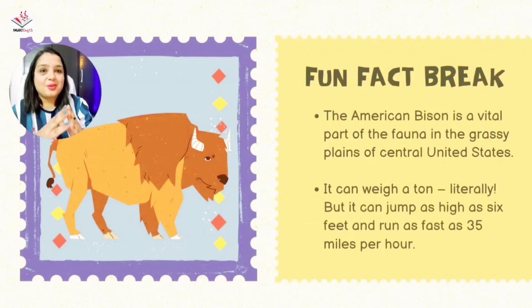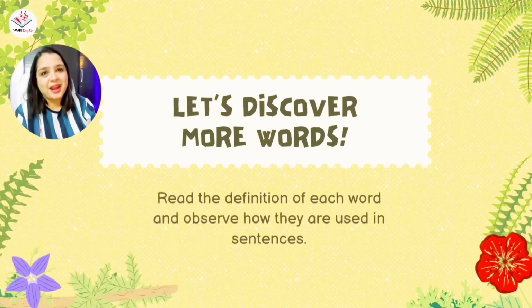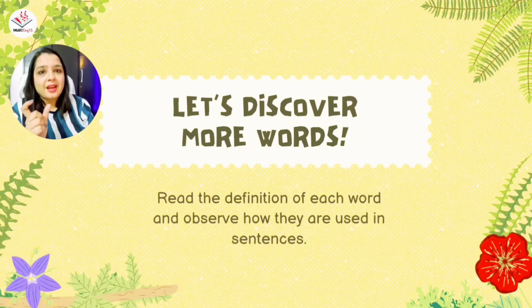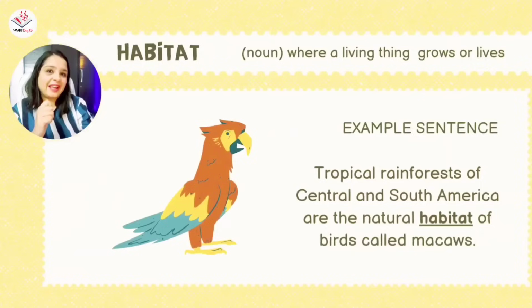So can you see the agility and the power of this animal? Amazing. Nature always surprises us with something beautiful, with something amazing. So let's discover some more words now. इस word का meaning क्या है और कैसे उसको हम एक sentence में better तरीके से use कर सकते हैं. So now let's continue with the next slide.